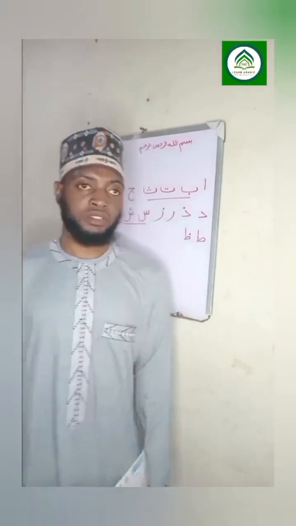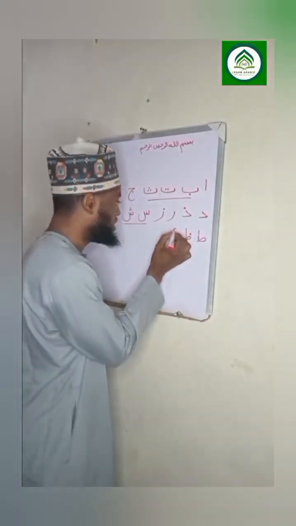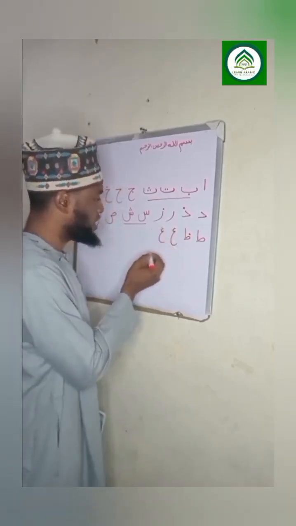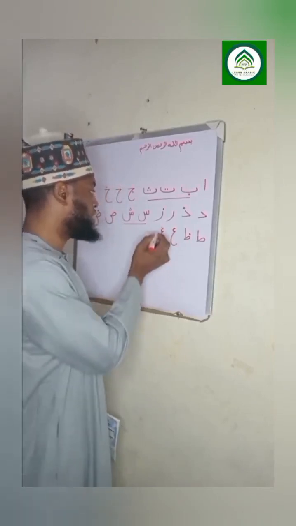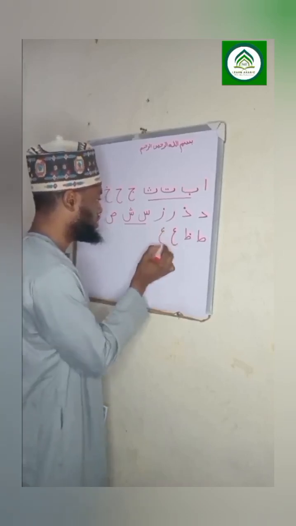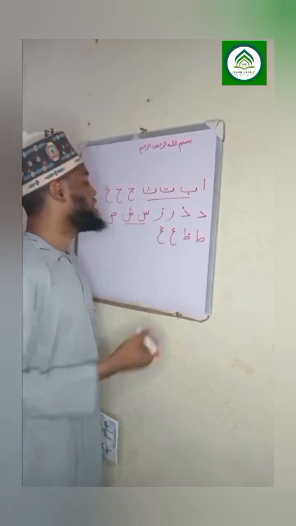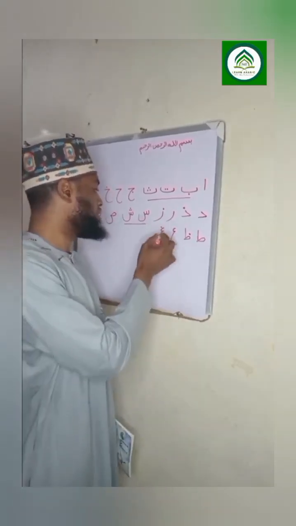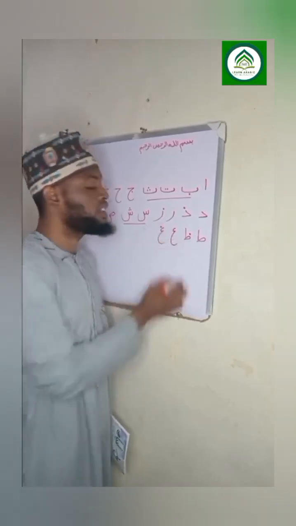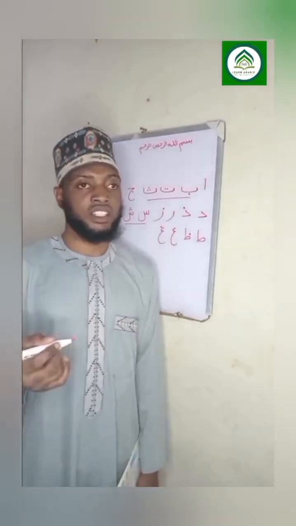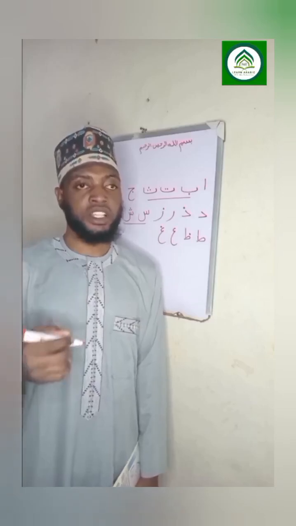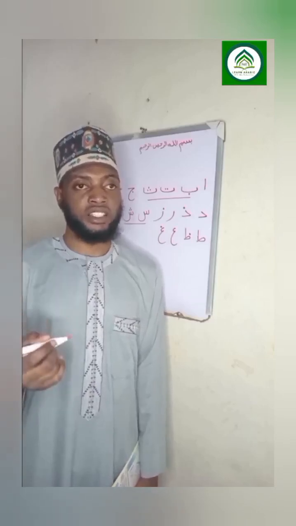The next letter in the Arabic alphabet is called Ain. These two letters have the same shape, although this one has one dot on top. So they have the same shape but differ in their pronunciation. This one has one dot and this one has no dot. This one is called Ain, Ain. Pronounce it after me. Ain, Ain.